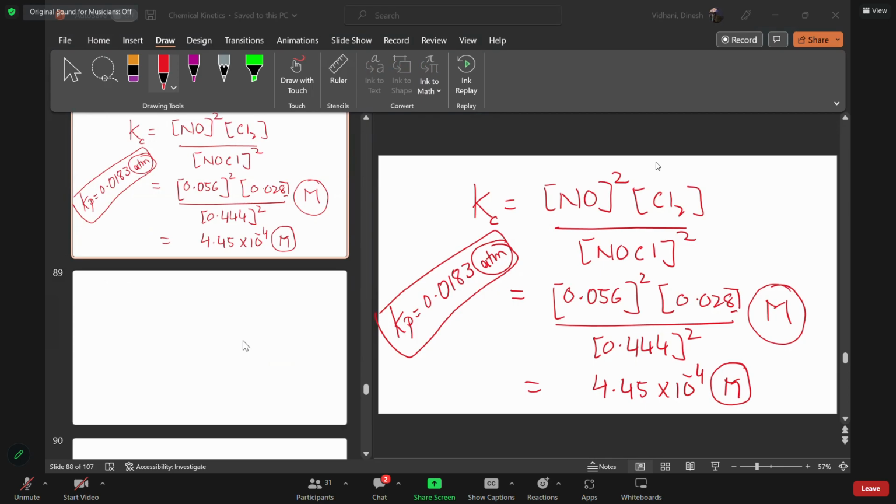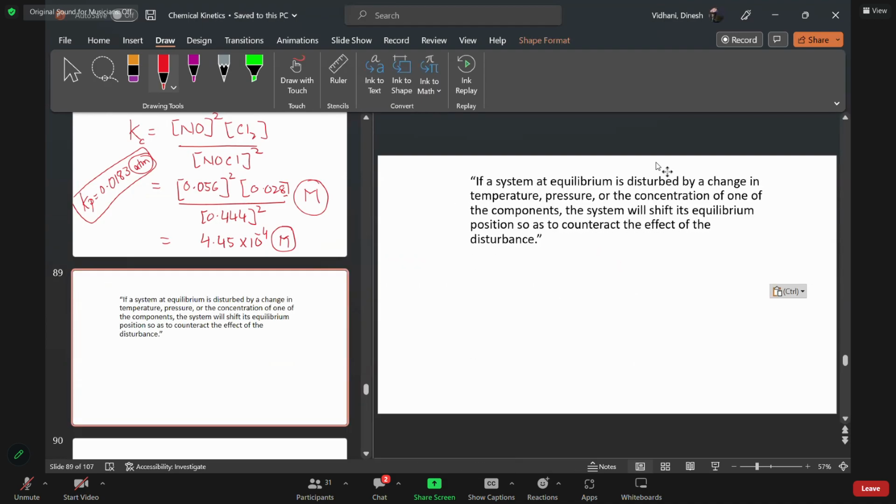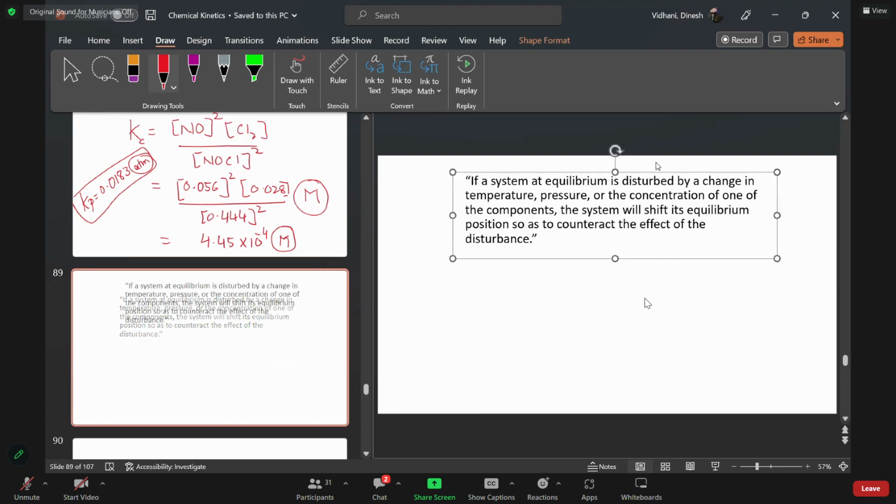If you had seen those videos, there was a principle which we call Le Chatelier's principle. Do you guys know about that principle? Le Chatelier's principle. Did you see that one? So I'll just write here what that Le Chatelier's principle is, exactly verbatim by Le Chatelier.